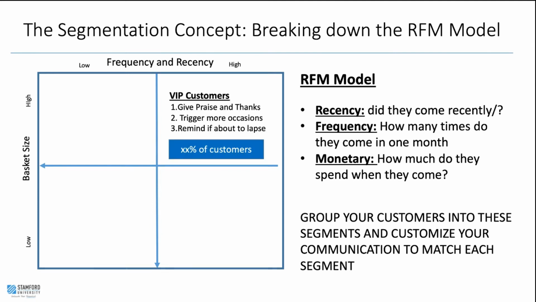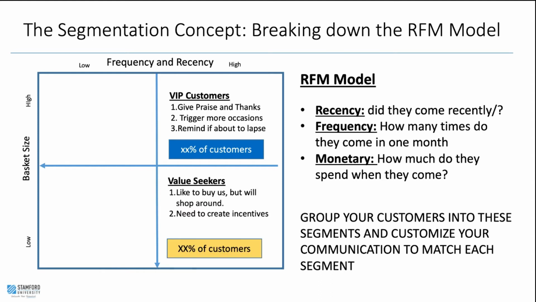So in the first segment, these are your high frequency customers, right, with high basket size, meaning that they come a lot in 1 month and they also purchase a lot when they come to your site, high monetary value. These customers don't need a promotion or special value. A brand should look at how they can reward these customers with a VIP program or some type of VIP benefit. All right, give them something special. They're already your loyal customer. You don't need to give them discount. Give them praise and try to trigger more occasions.